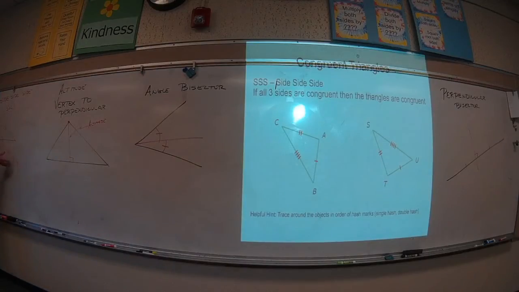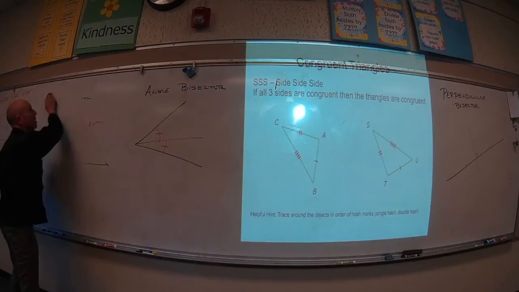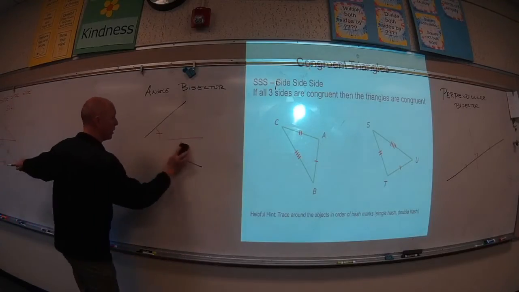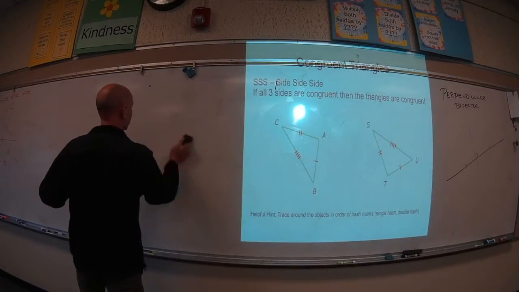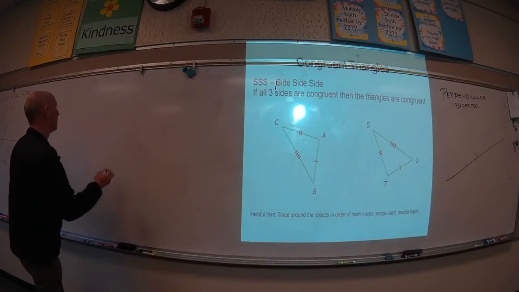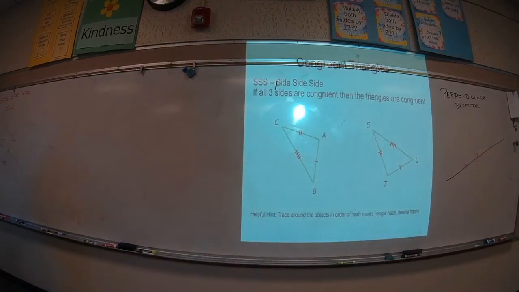So rotate this one. It doesn't matter the orientation. Let me just draw another picture. That's our official note picture. On this one, the short line only has 1 line in it, and the other short line on the other side has 2. TU and CA. Ready?